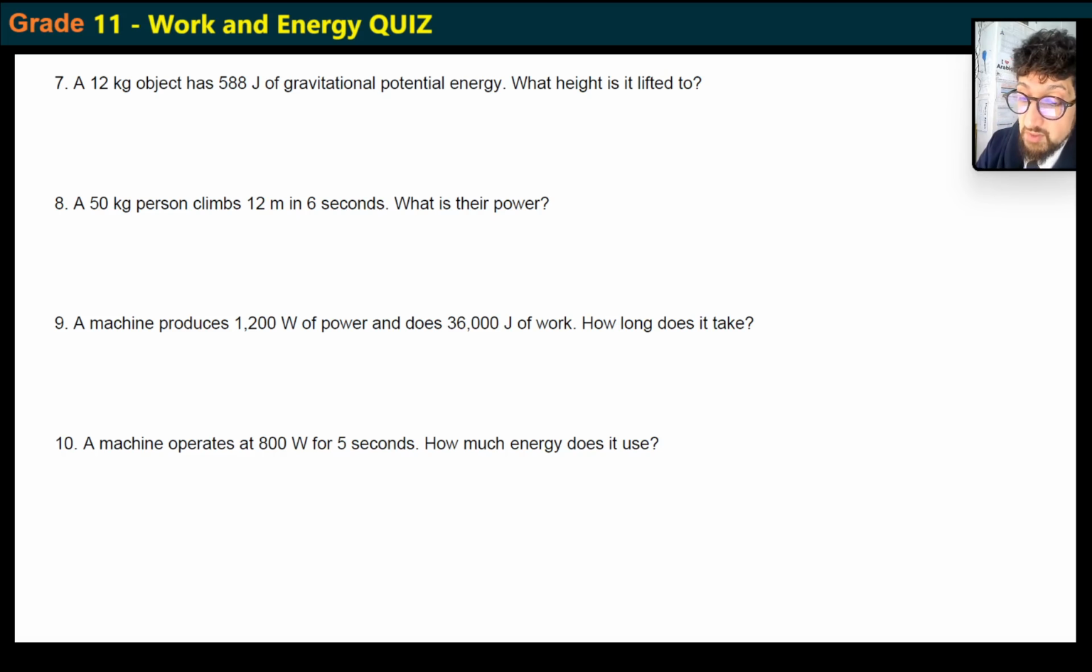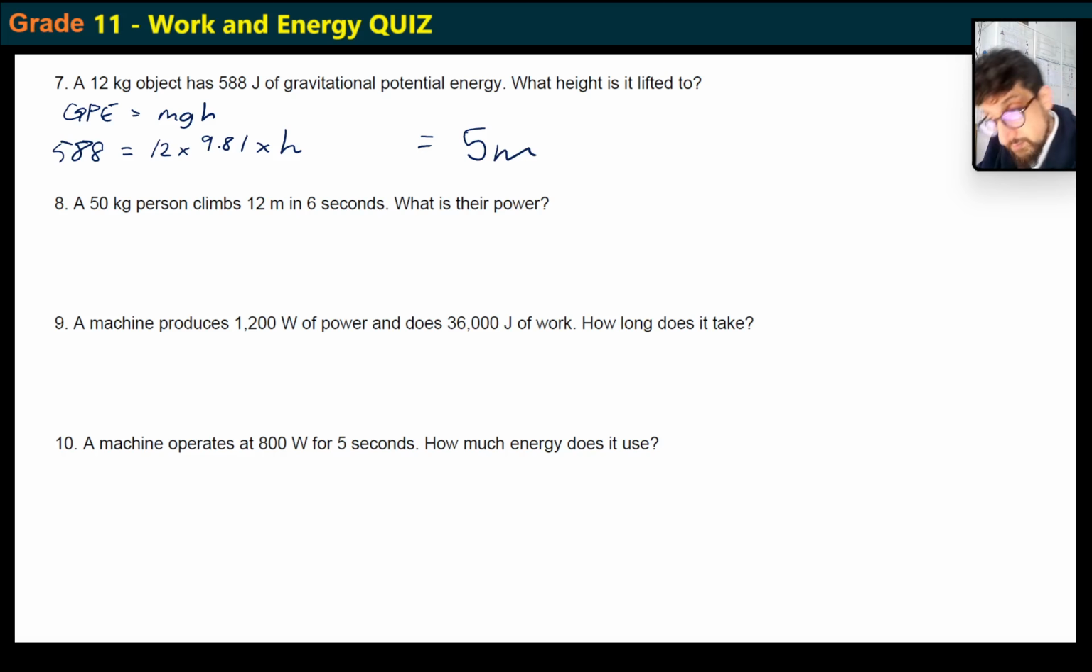Let's move on. A 12 kilogram object has 588 joules of gravitational potential energy. What height is it lifted to? So once again, GPE equals mgh. So we've got 588 equals 12 multiplied by 9.81 multiplied by h. So we can do that, 588 divided by that, so about 5 meters. Okay. You can round, or you can use decimal places. It's better to round in this instance.